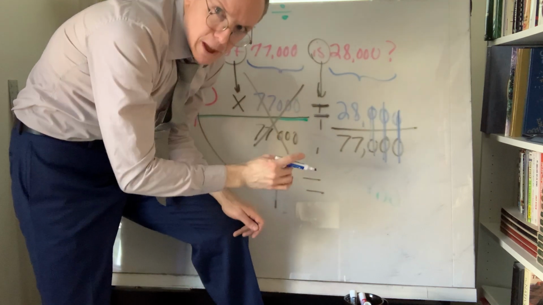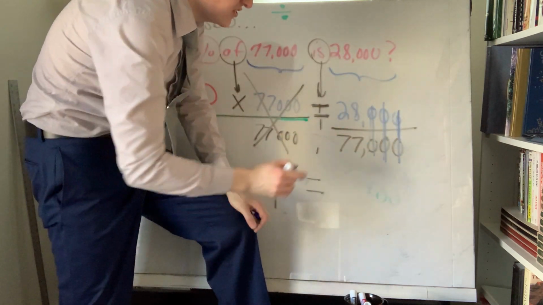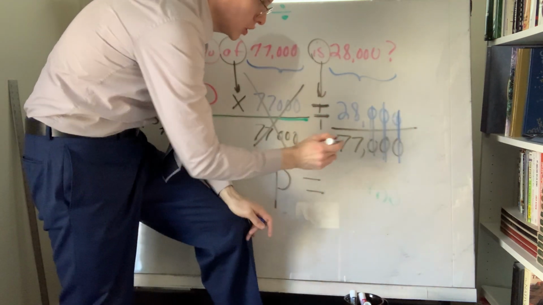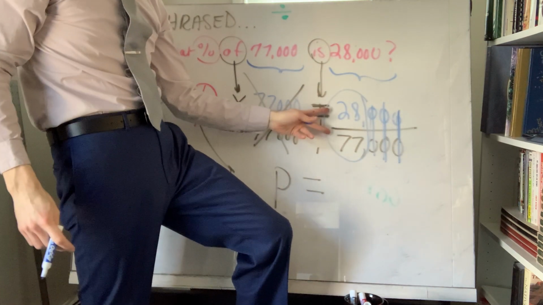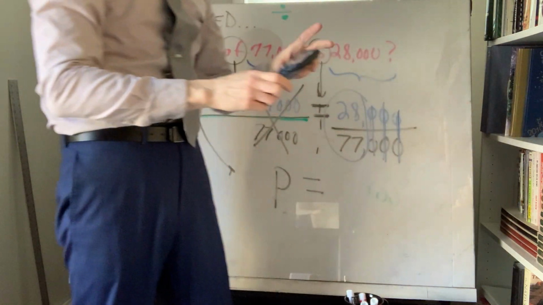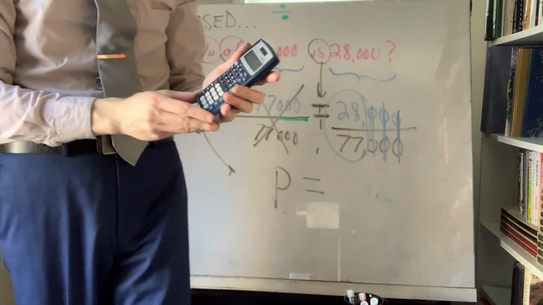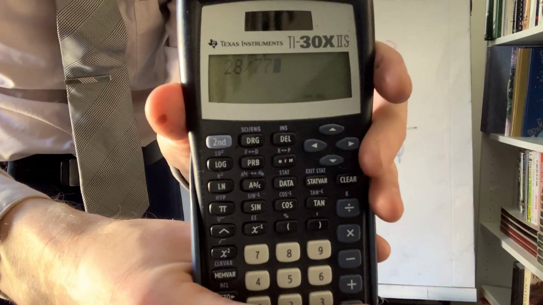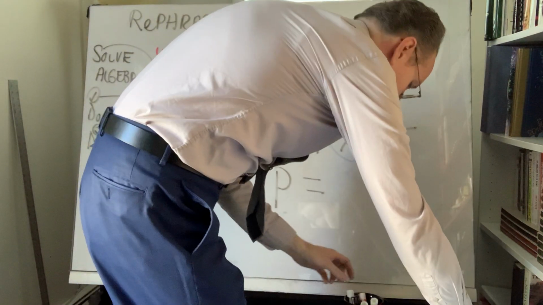The relationship of 28,000 to 77,000 is exactly the same relationship, regardless of its shortness, to 28 over 77. So you could just type this instead is what I'm getting at. And when you do, you type the top thing first, 28 divided by 77. It's a little bit faint. And there's your decimal.